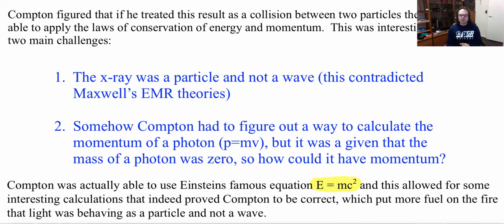Well, Compton was actually able to use Einstein's famous formula that many of you have heard, E = mc². So energy is equal to mass times the speed of light squared. This is a very simplified version of the formula. And this allowed for some interesting calculations that prove Compton to be correct, which put more fuel on the fire, suggesting that maybe electromagnetic radiation and light are particles and not a wave.